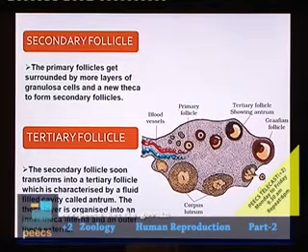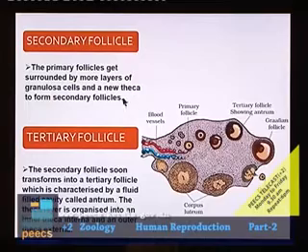Then what happens? Next slide you can see the primary follicle is getting converted into a secondary follicle. What is the difference here? The difference is there will be accumulation or formation of more layers of granulosa cells, and also there is formation of a layer called theca. So when more granulosa cells are added and a new theca layer is formed, then we can call it a secondary follicle.